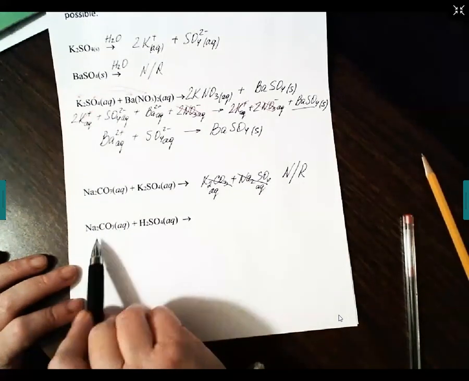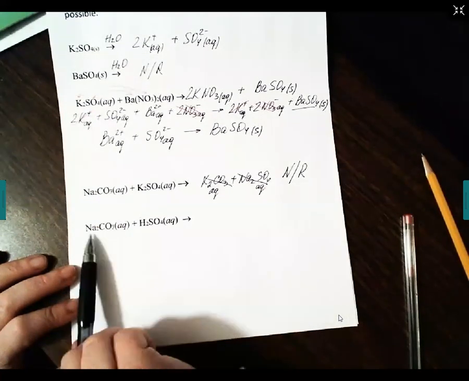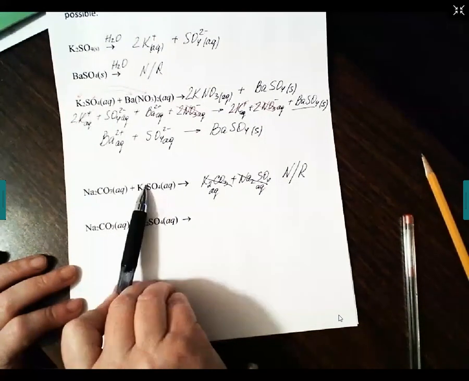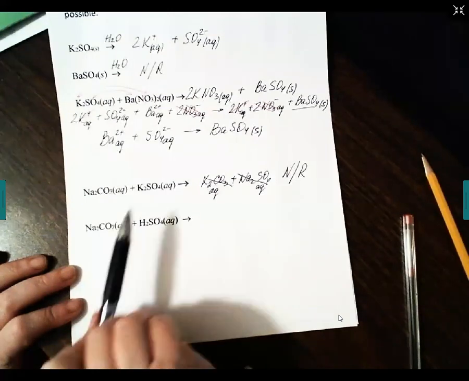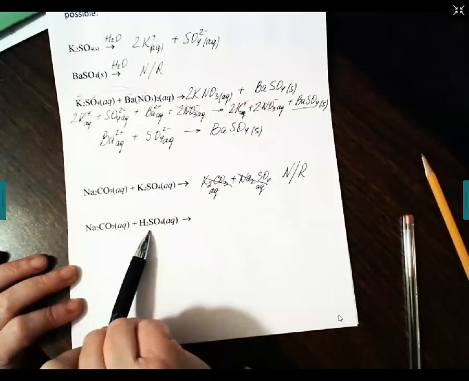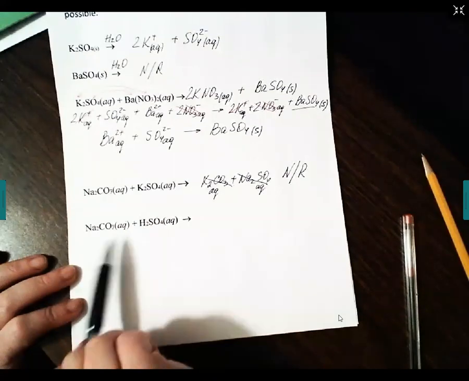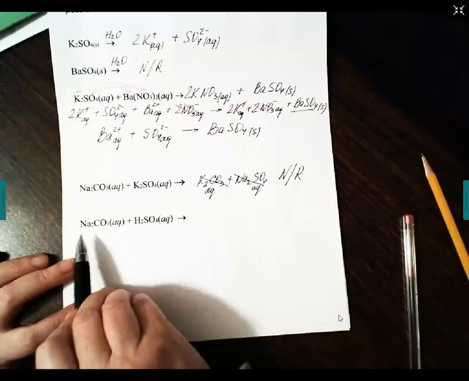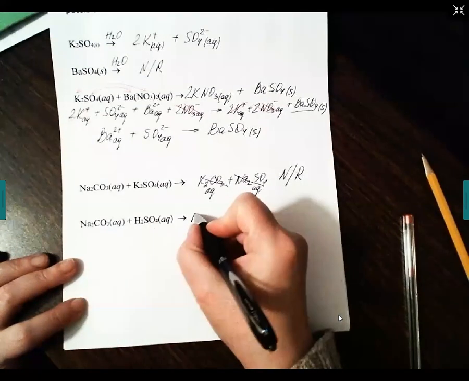Next, now we are mixing the same sodium carbonate, but it's not potassium sulfate, it is sulfuric acid. So the same anion. What's going on? We should have sodium sulfate, right?